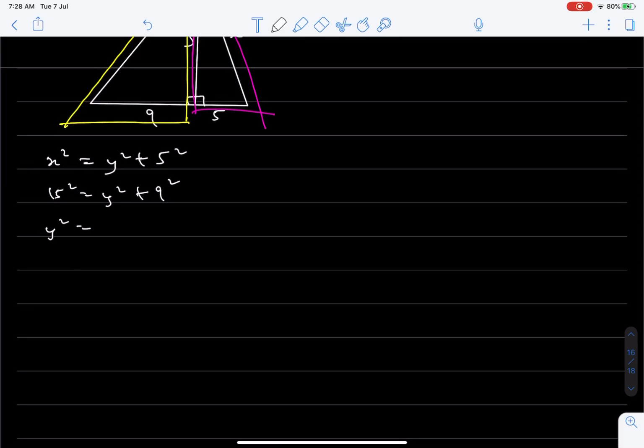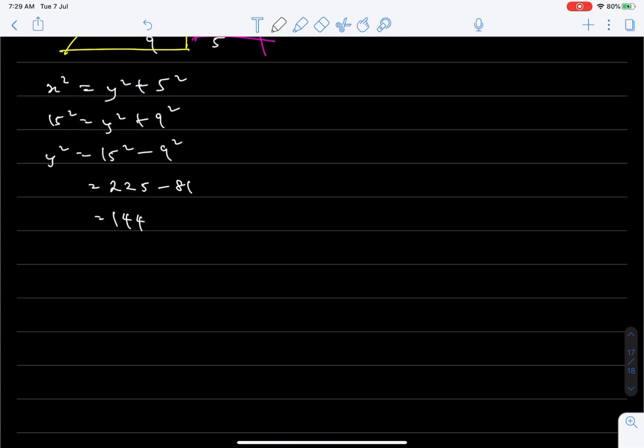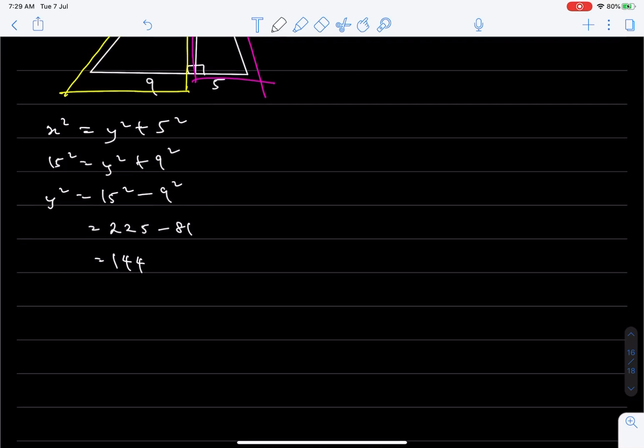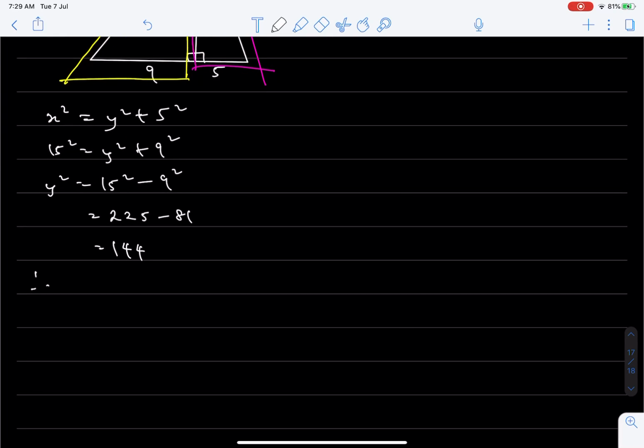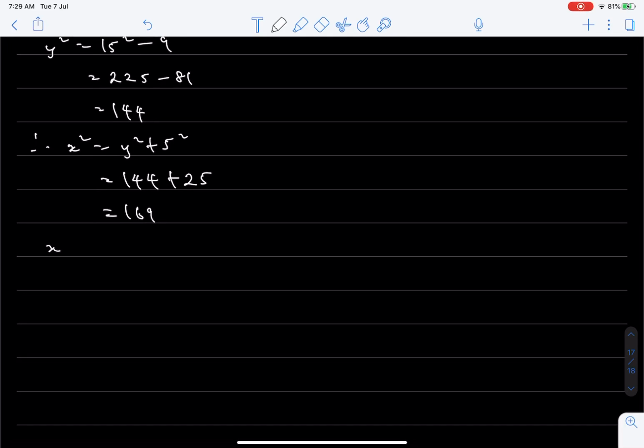So that means 15 squared equals y squared plus 9 squared. And that simply means y squared equals 15 squared minus 9 squared, which is 225 minus 81. 225 minus 81, and that's 144. So y squared is 144, and we can now put that in x squared. Therefore, x squared, which is y squared plus 5 squared, is the same as 144 plus 25. And that's 169, which means x is equal to the square root of 169, and that's 13.